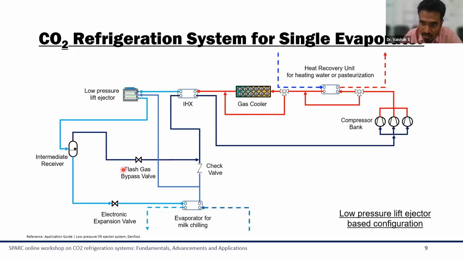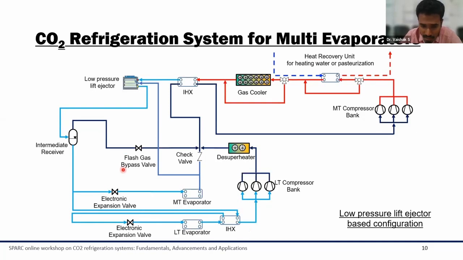This one is the first image I am showing. It is with a single evaporator, and the second one is with a dual or multi evaporator. For example, if the plant requires milk chilling as well as a cold storage kept at -20°C, then that can be met by a multi evaporator CO2 refrigeration system. The MT evaporator in this image corresponds to the process of milk chilling, and the LT evaporator corresponds to the application of cold storage, that is at -20.